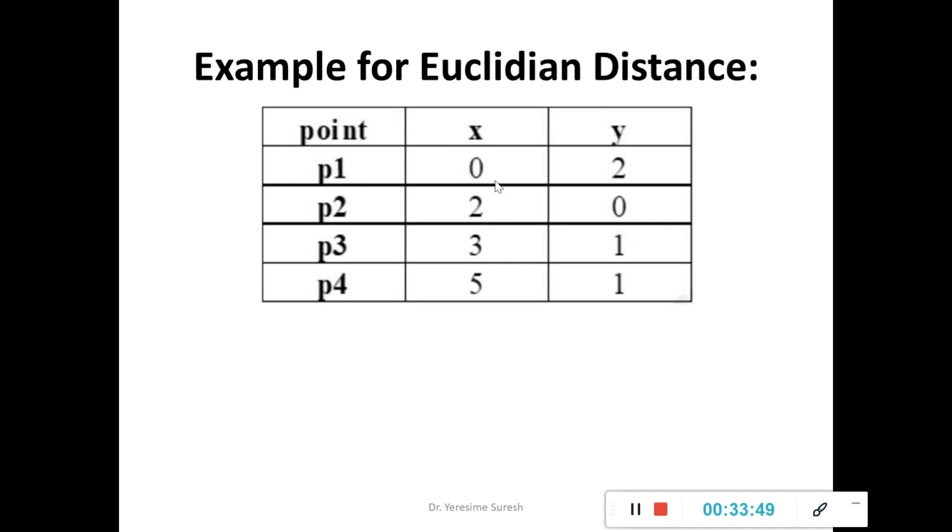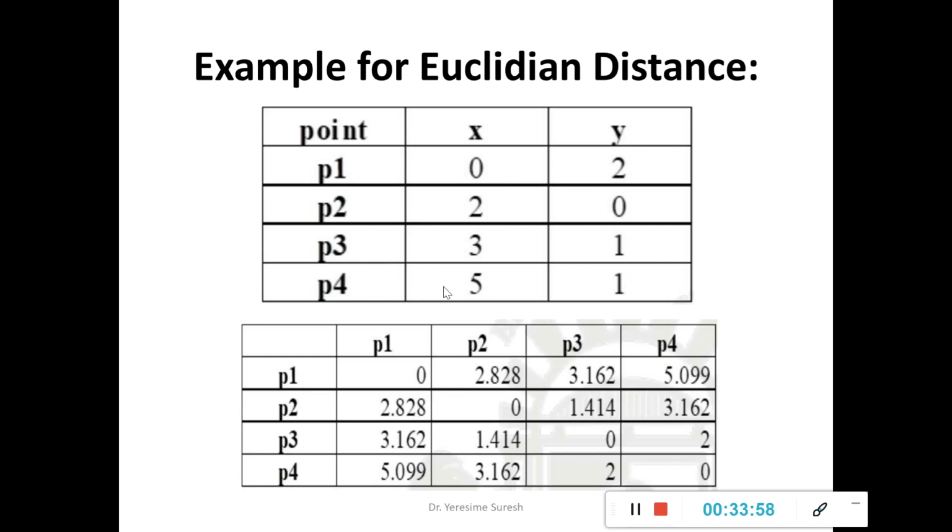For point 1, x1 is 0, y1 is 2. For point 2, x2 is 2, y2 is 0. Similarly for point 3 and point 4. So I am supposed to construct a dissimilarity matrix, which is nothing but a matrix with n cross n objects. That means both on the row side as well as column side I have data objects but not their attributes. Had it been data objects and attributes, it would have become a data matrix. Since I have objects on rows as well as objects on columns, it becomes my dissimilarity matrix.